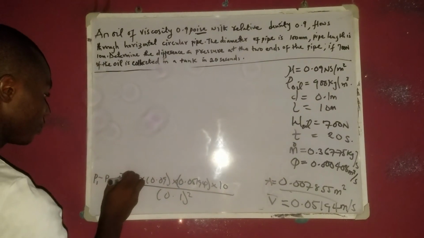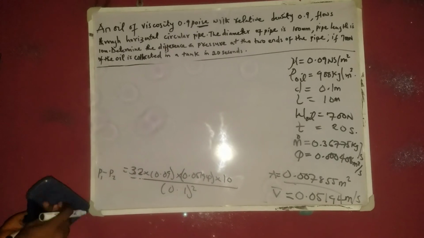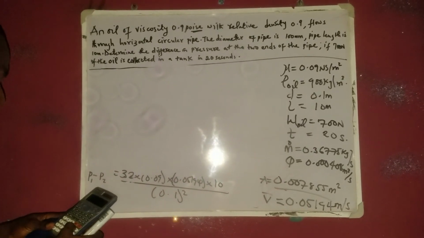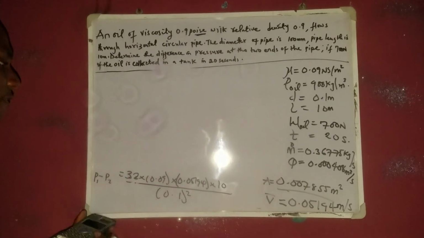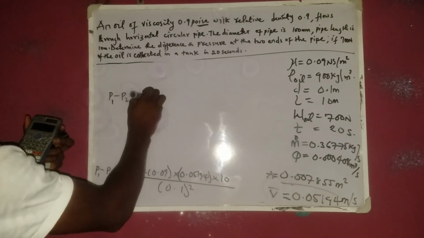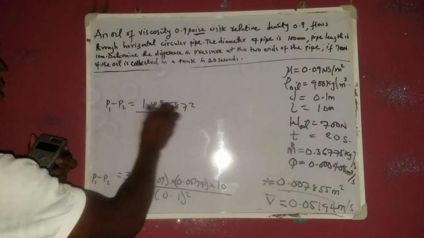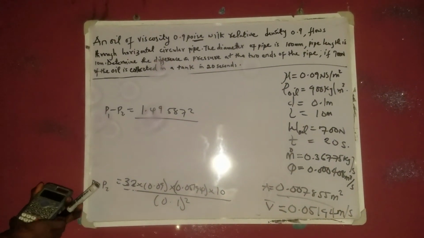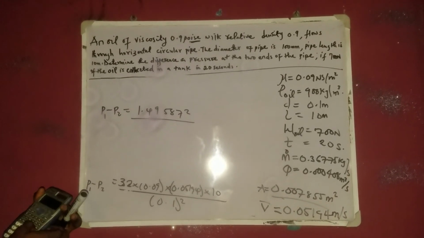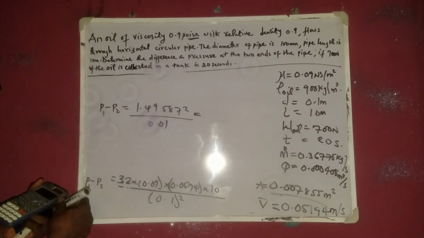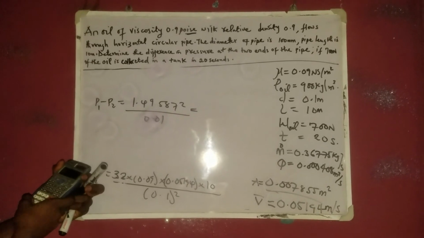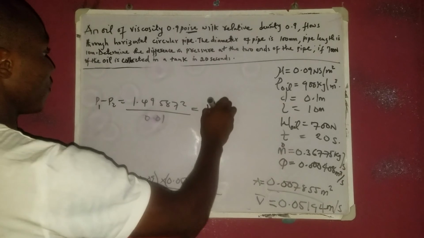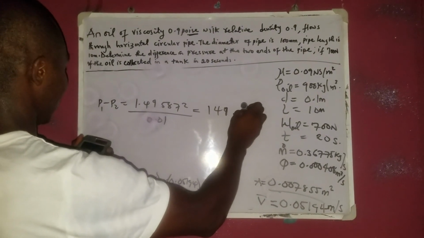So if we evaluate this, we'll have 32 multiplied by 0.09 multiplied by 0.05194, then multiplied by 10. So we'll have a figure. We'll have P1 minus P2 equal 1.495872. So we divide all through by the square of 0.1, which will give us 0.01. So finally, our difference in pressure will give us 1.495872 divided by 0.01. And so we have 149.5872.